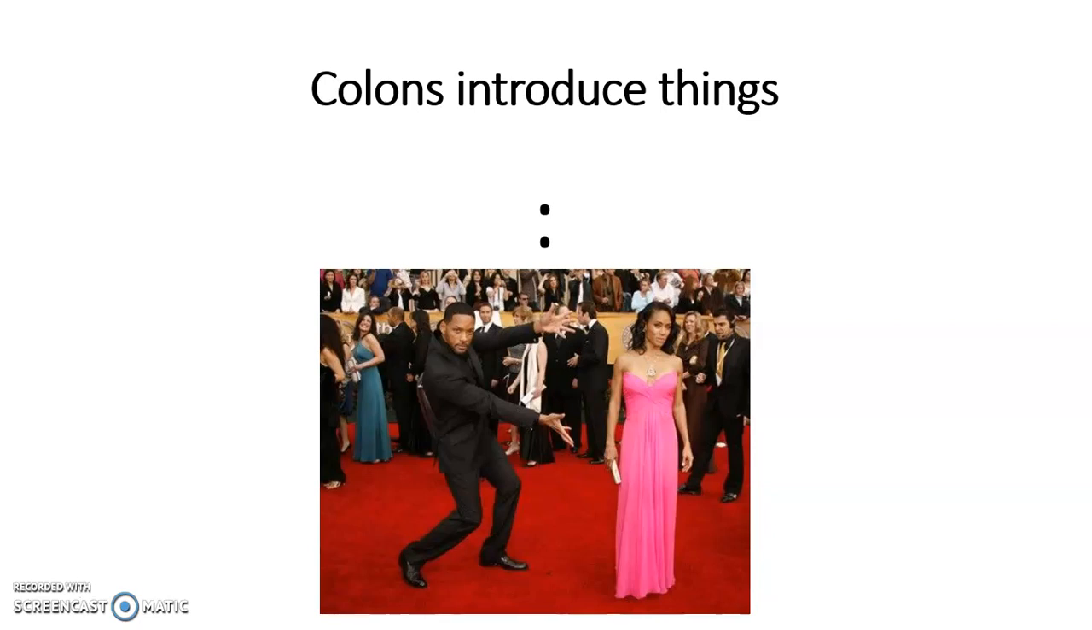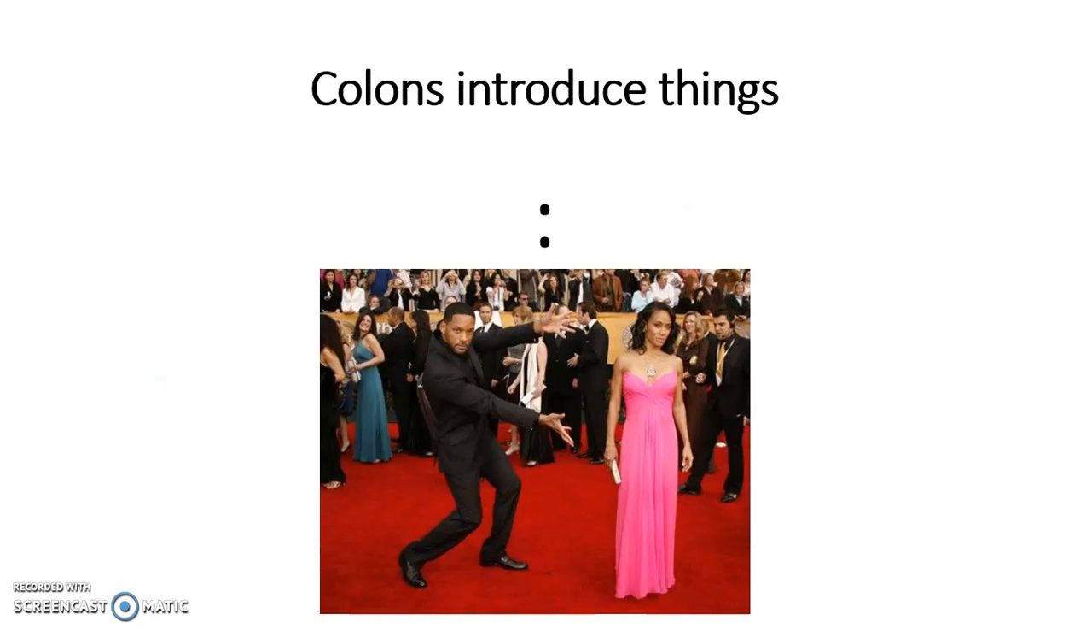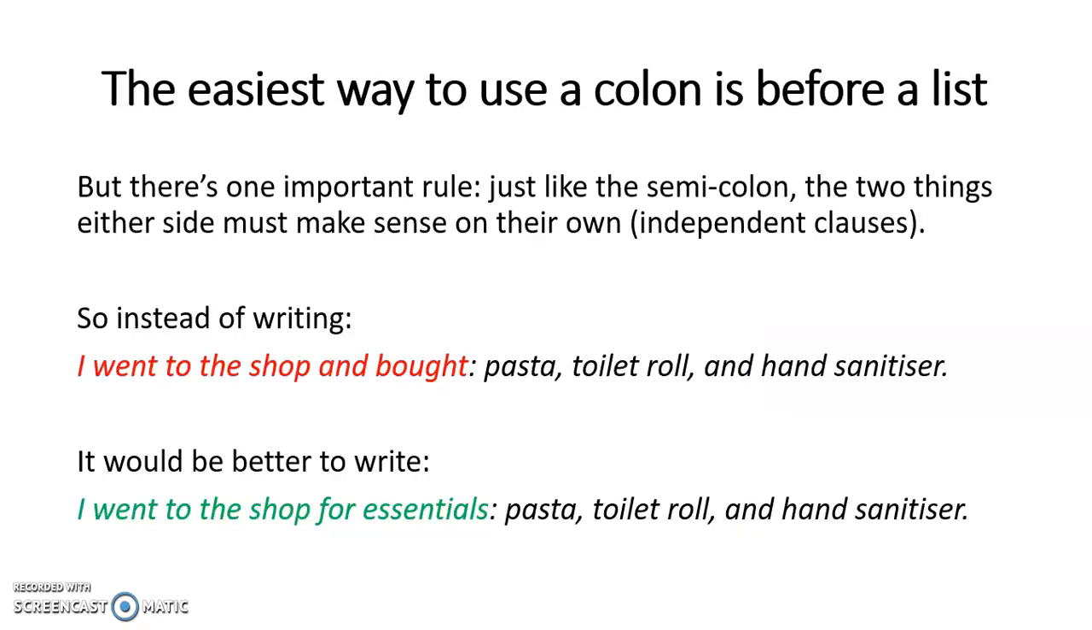So here is a colon in an image. So how do we use one? The easiest way to get a colon into your work is to put it before a list. But there's one simple rule. Just like the semicolon, the two things either side must make sense on their own. So just like Will Smith is a full person without his wife, your sentence before your colon must be a full sentence, as well as the one that comes after. Okay, so these are called independent clauses.